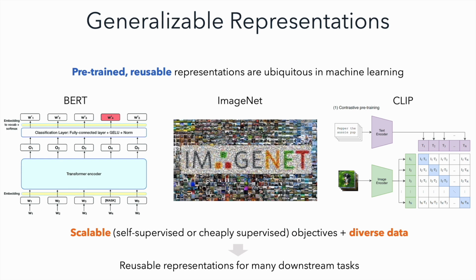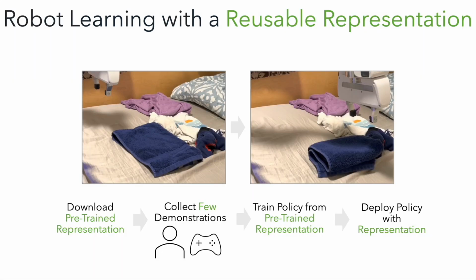Thinking back to our towel folding robot, our life would be much easier if we could simply download a pre-trained representation, collect just a few demonstrations, and learn a good policy on top of the fixed representation. In this work, we aim to make this a reality.